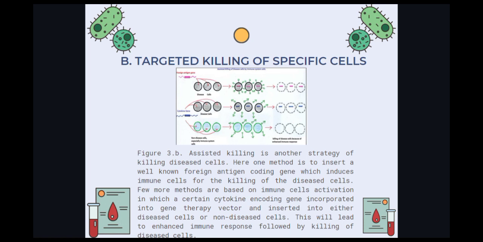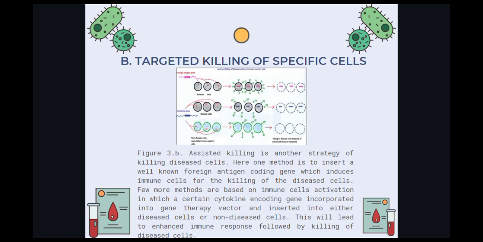In the second method, a specific gene like TK is introduced into the disease cell using a gene therapy vector. This gene, TK, has a special characteristic that makes the cell sensitive to a particular drug, such as ganciclovir. When the drug is administered, cells containing the TK gene become suicidal and die, targeting only those cells that have taken up the gene therapy vector.